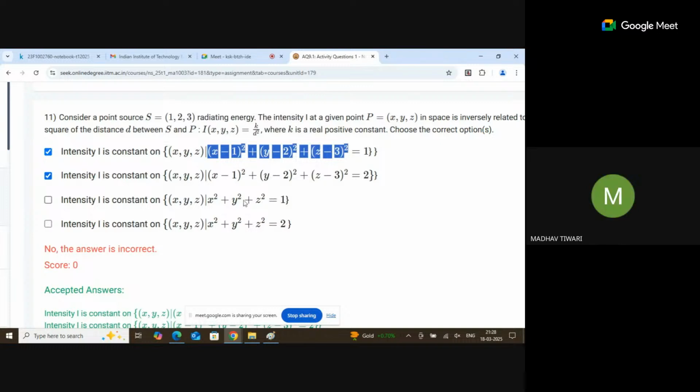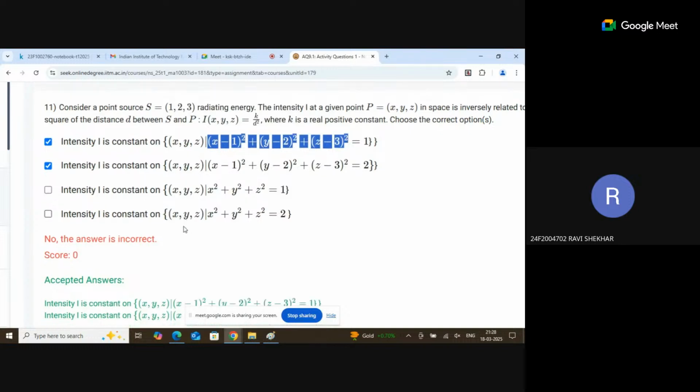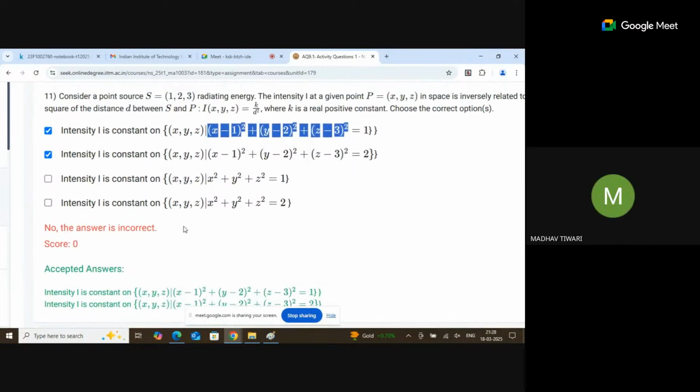So that's why these two options are correct. In these two, no, because there are other values x, y, z, so they are not constant, so they can move in that direction. Basically, they are the length of the vector p.